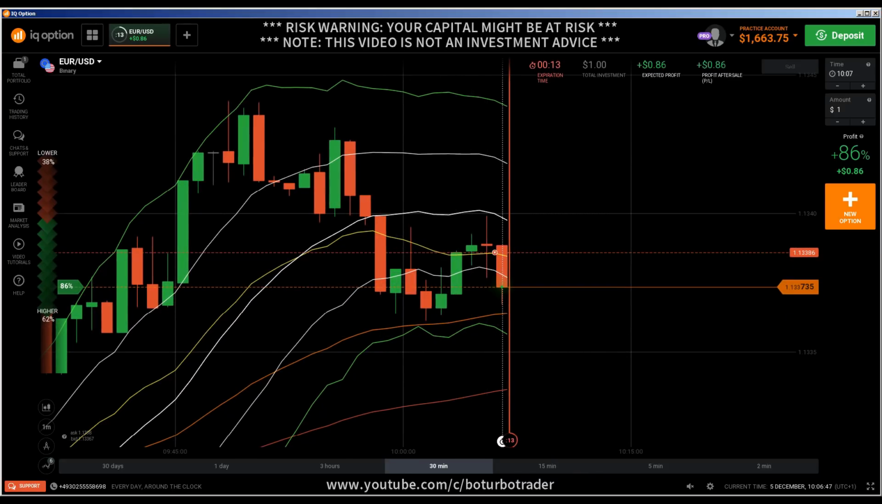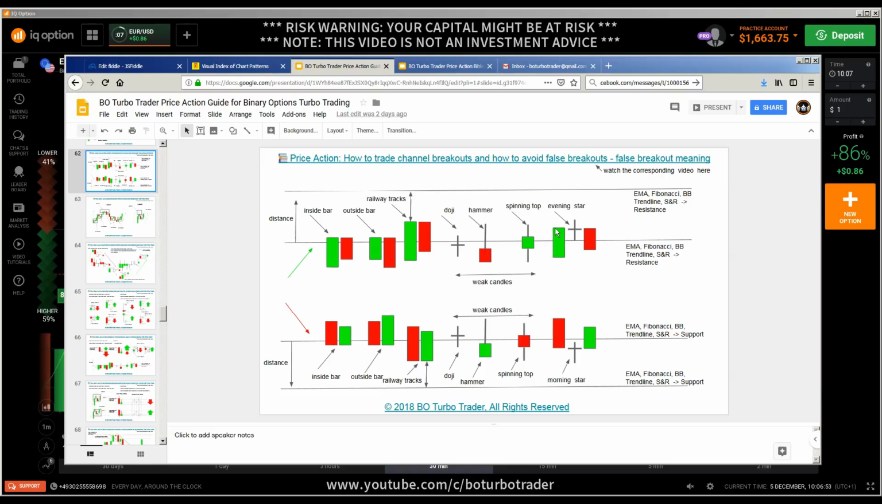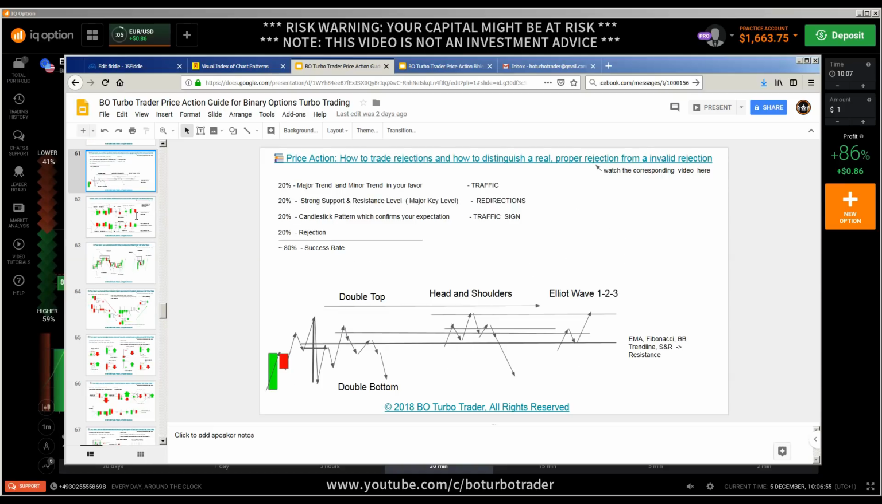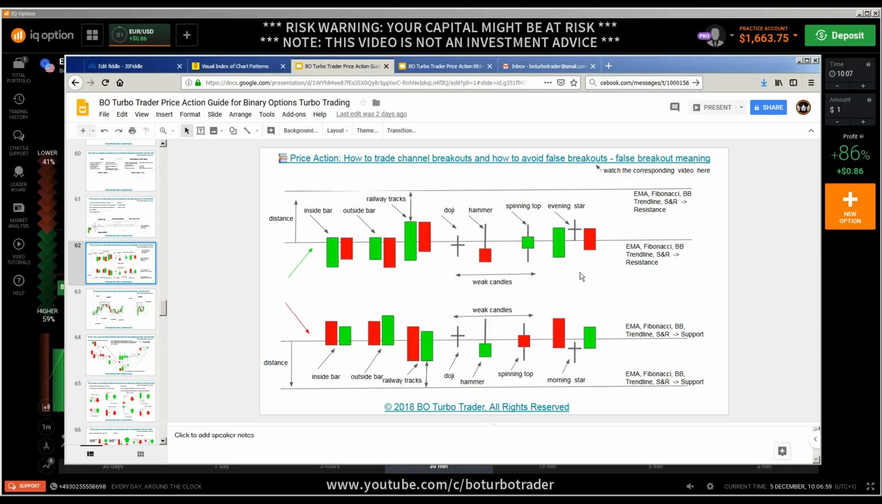Then the concept about the fake breakout. Yes, that is this one here. Watch these videos and try to understand this. The fake breakout here, yes. Let me see where I have a fake breakout. It doesn't look like this, but it's the same concept like this evening star fake breakout here.